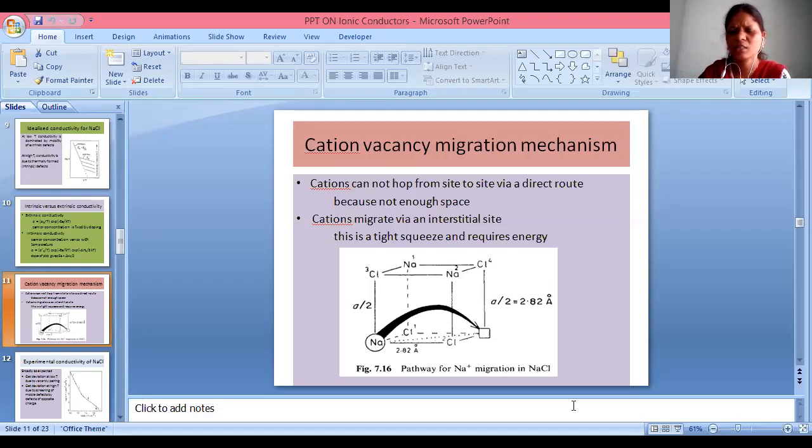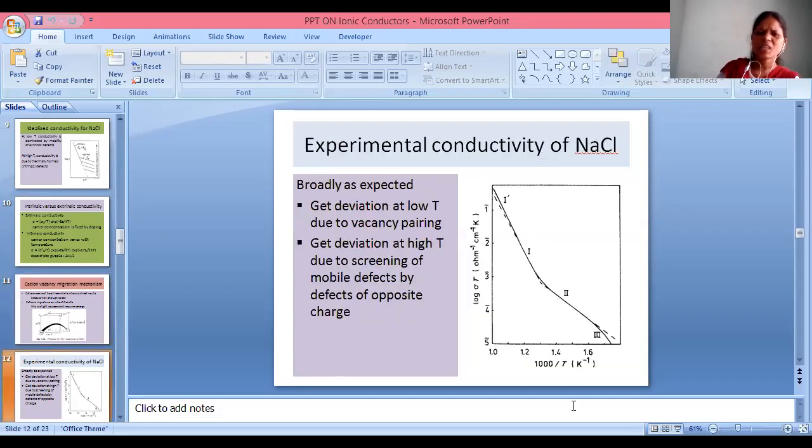This is a tight squeeze and requires energy. That is why activation energy is required. You can see in the pathway of Na+ ion migration in the sodium chloride crystal, it is not migrating directly but through the interstitial site. Experimental conductivity of NaCl: at low temperature and also at high temperature, deviations occur.